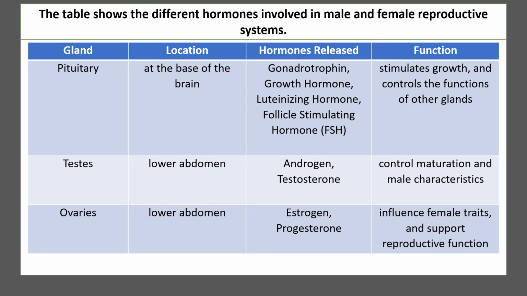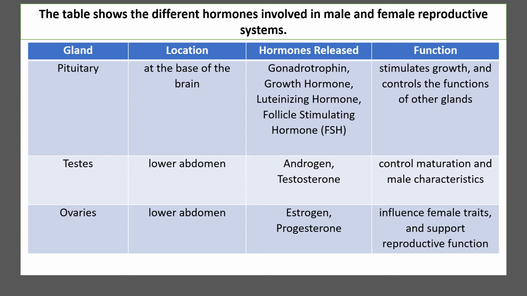The pituitary gland is found at the base of the brain. Basically, the pituitary gland secretes hormones such as the gonadotropin-releasing hormone, or GnRH. We also have the luteinizing hormone, or LH, and the follicle stimulating hormone, or FSH. These hormones stimulate growth and control the functions of the other glands.